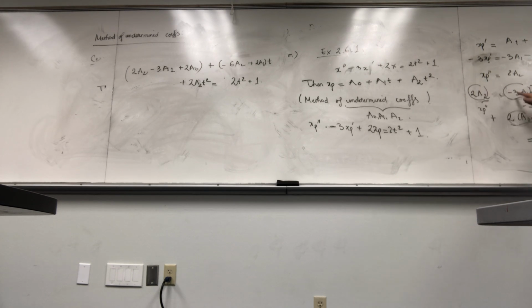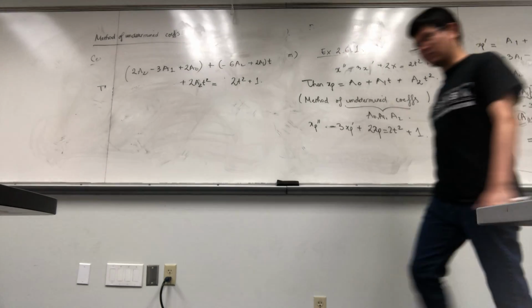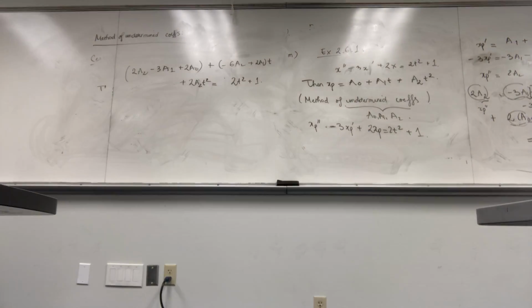So 2A2 minus 3A1 plus 2A0. This is the term without any t. The next term will be minus 6A2 plus 2A1. This is for t. And the last term will be 2A1, t squared. Everything will become 2t squared plus 1. Right? Questions? The next step will be?